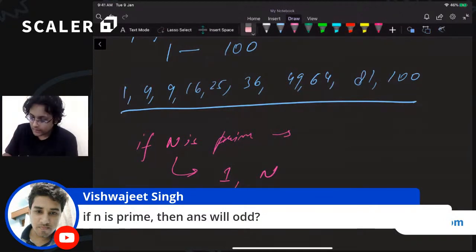Only for perfect squares will we have an odd number of factors. Odd number of factors. All right?